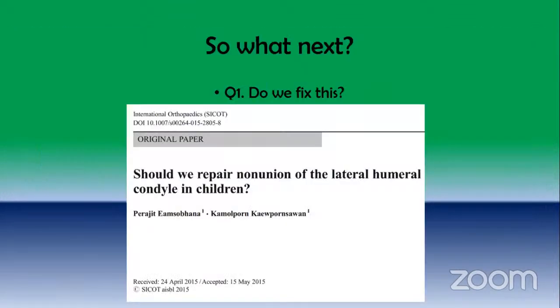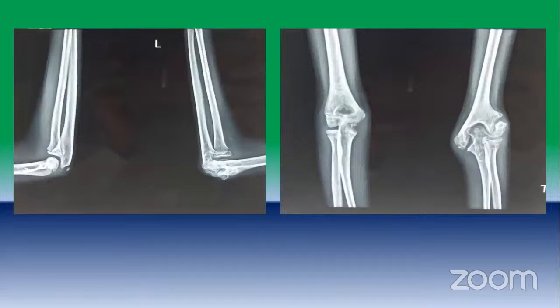So to summarize, this child has an ulnar nerve problem. Charlie, there is something more than just lateral condyle nonunion and valgus. What is it? Fishtail deformity.